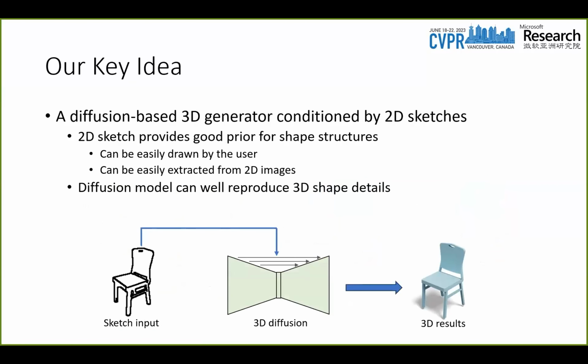The key idea of our method is to train a diffusion-based 3D generator that can be controlled by 2D sketches. Our key observation here is that the 2D sketch provides a good prior of the 3D shape structures. It can be easily drawn by the user or extracted from a real 2D image, while the 3D diffusion model can well reproduce all 3D shape details learned from the training dataset.